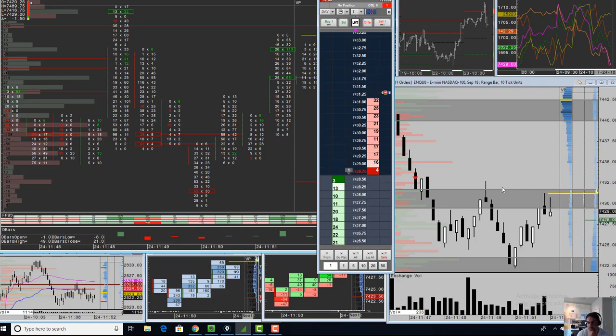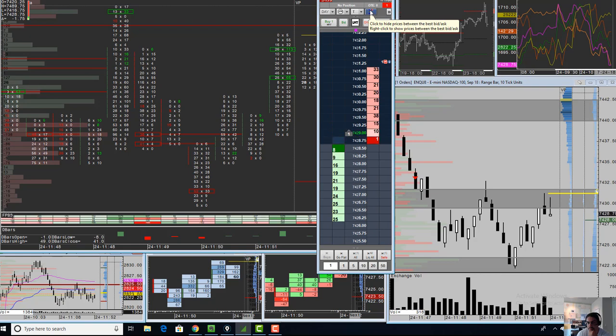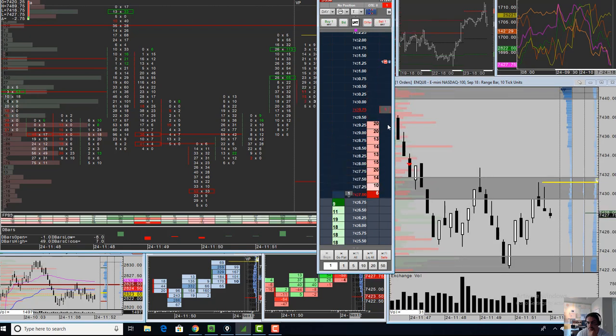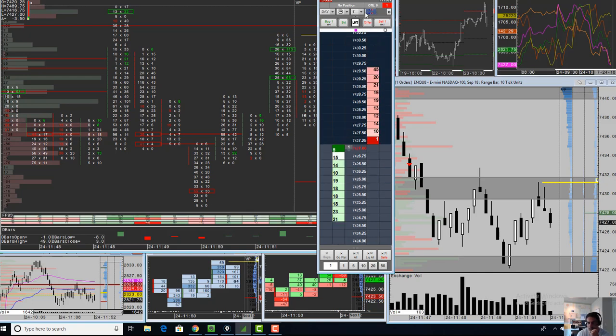Nice wicks forming though. You can see these two wicks here. Worth a go, worth a try short. Look at that. It just drops right off, guys. We weren't able to get filled on that one.